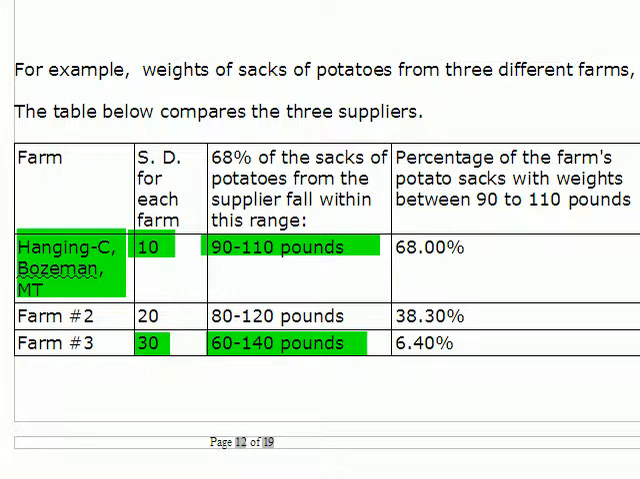Now look the other way, and you can't do this from the graph I gave you. It has to be done a different way. But what percentage of the farm's sacks of potatoes weigh between 90 and 110 pounds? Well, let's set up for this top one. 68% lie between 90 and 110 for the one with a standard deviation of 10. But down here, only 4% are in that range of 90 to 110 pounds. So this is the kind of mileage you can get off of mean, standard deviation, and a bell-shaped curve, normal distribution.